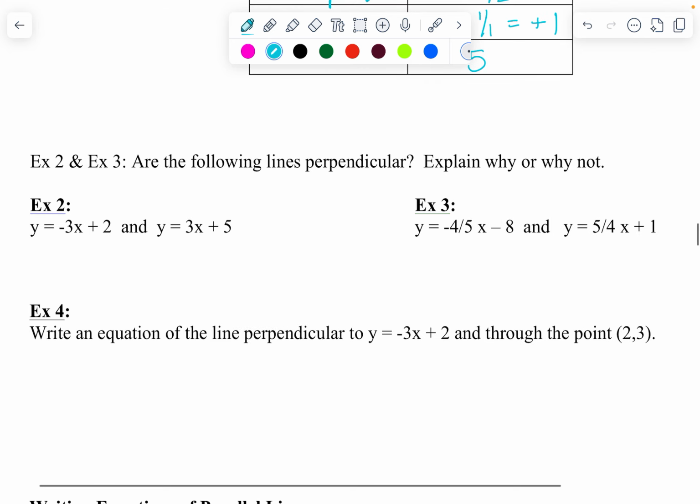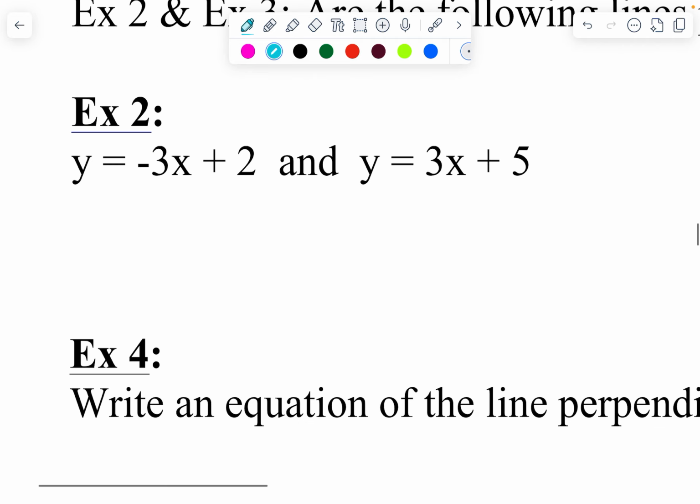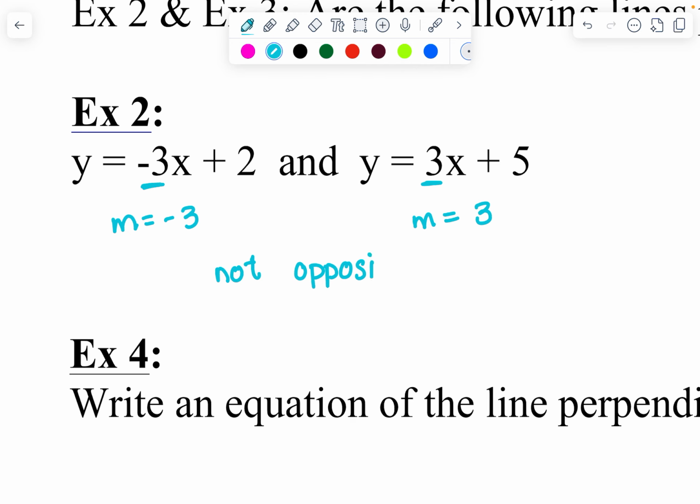Okay, take a look at examples 2 and 3. Are the following lines perpendicular? And then we have to explain why or why not. So in example 2, zooming in, we have a negative 3 and a positive 3 slope. If your slope here is negative 3 and your slope here is positive 3, they are not perpendicular. They are opposite, but they're not opposite reciprocals.